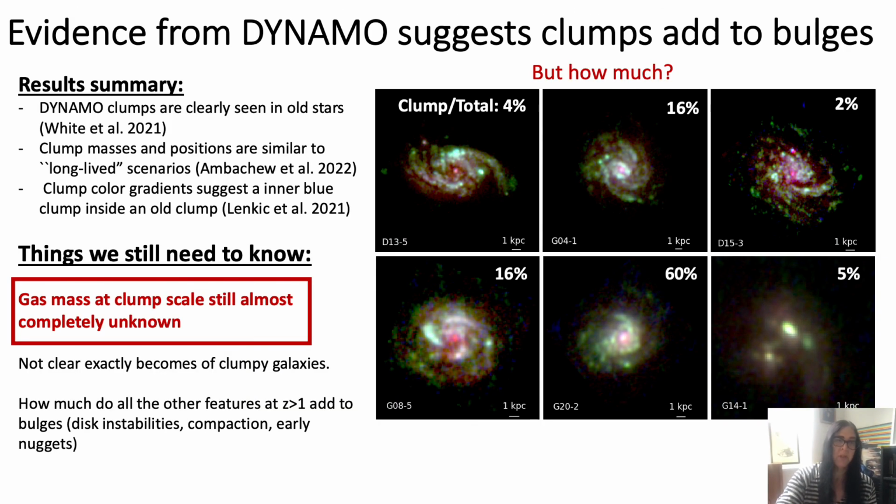So I think in the end we can say that the evidence we're getting from dynamo galaxies is they're definitely adding mass to the bulge. There's still a huge uncertainty, and that's in the gas masses. Definitely these clumps will carry gas mass to the center, but we have no idea how much. We need ALMA observations to do that.